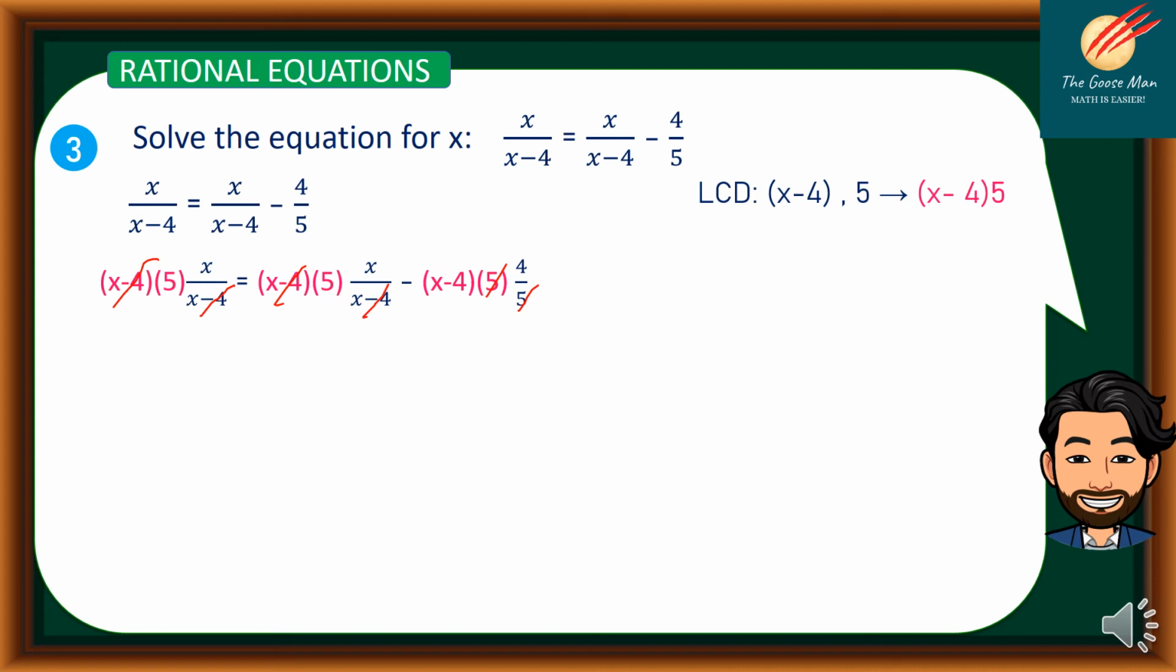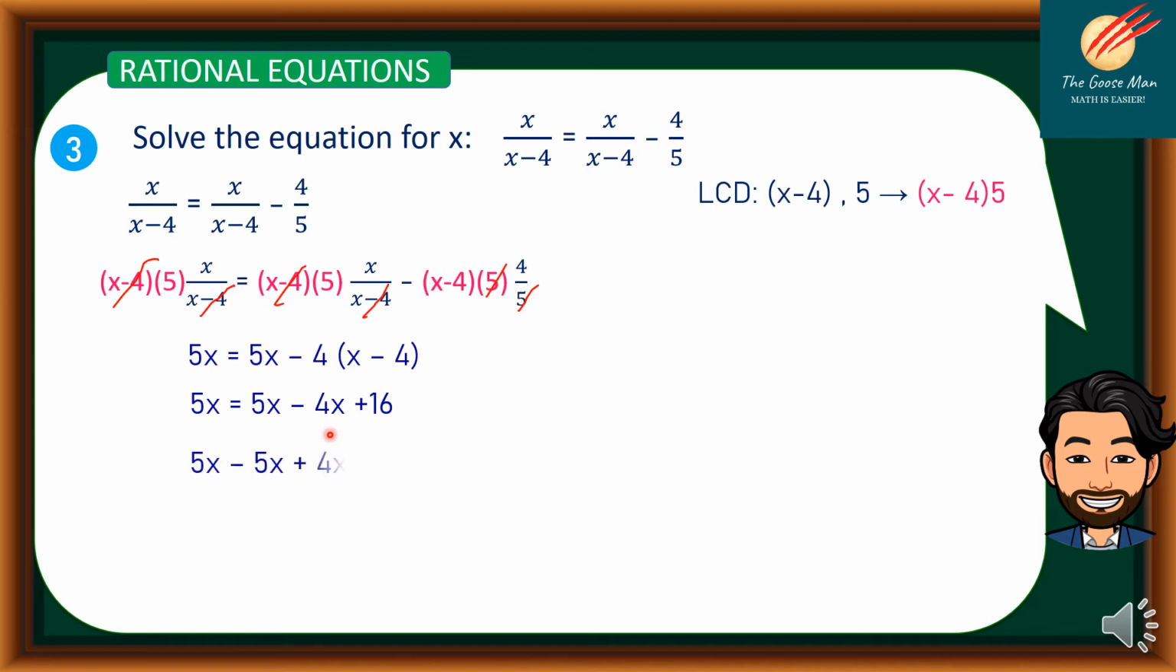So what we have in the first expression is 5 times x, or simply 5x. Then after that, we have 5 times x, simply 5x, then 4 times the expression x minus 4. Simplifying further, I'll distribute negative 4. Negative 4 times x is negative 4x. Negative 4 times negative 4 will give us 16.